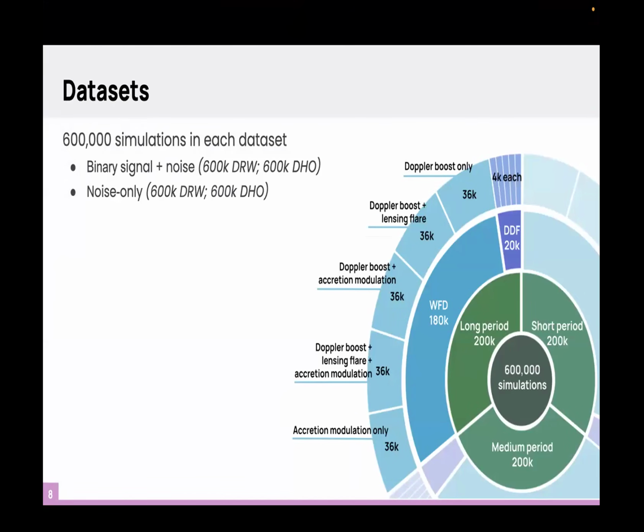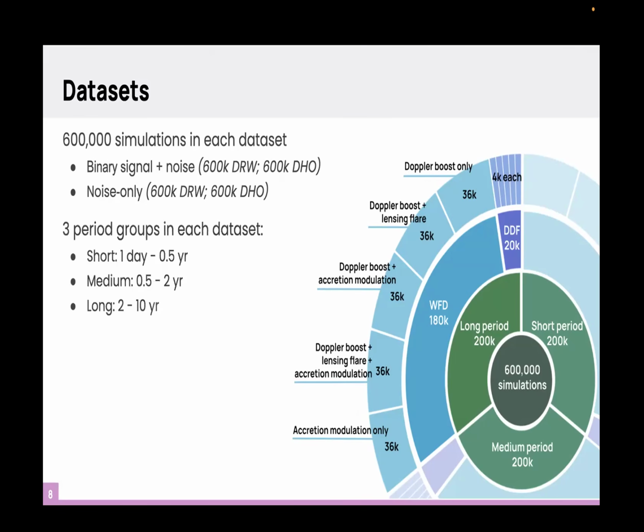And so with these simulations, we produce 4 different data sets, each of which will have 600,000 simulations. So the first 2 data sets will have the binary signal and the quasar noise. So we'll have a data set that has the binary signal with damped random walk noise, and then the data set that has the binary signal with damped harmonic oscillator noise. And then we'll have 2 noise-only data sets, one with damped random walk and one with damped harmonic oscillator, which we can use as a null case once we start trying to test periodicity detecting algorithms.